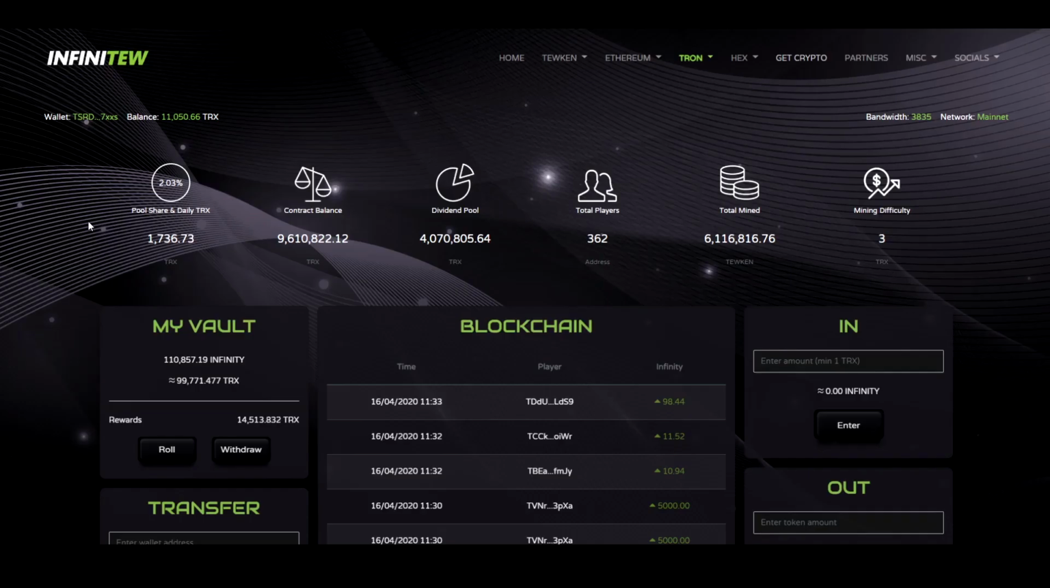Now, like I said, Infinitew is a contract that uses platform fees to distribute rewards to its platform users. This is the contract balance. This is the amount of TRX that is in the contract. This TRX got here by people using the inbox, by depositing TRX into the contract.